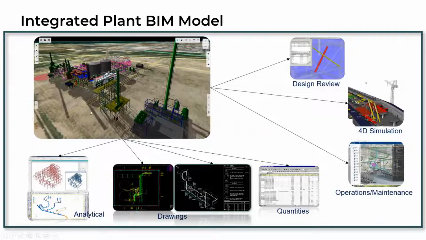From the output, the federated model, we can pull out the information. You can query the data from the model. You can also produce the drawings, your deliverables. You can also publish this model for the 4D simulation and construction, as well as for operation and maintenance. So looking at the integrated plant BIM model that I just showed you, it's a whole concept that we always consider when we are building a plant project.